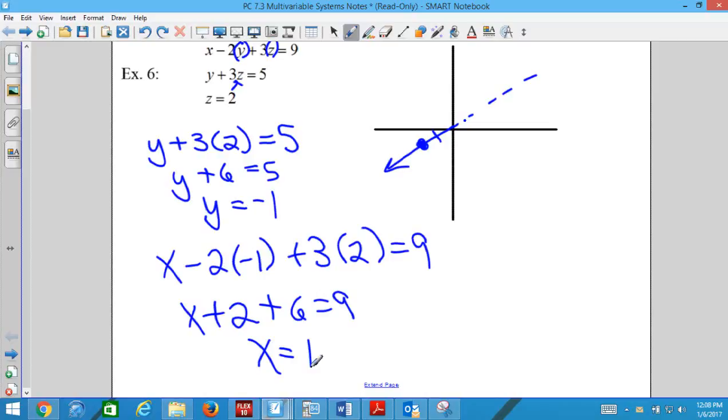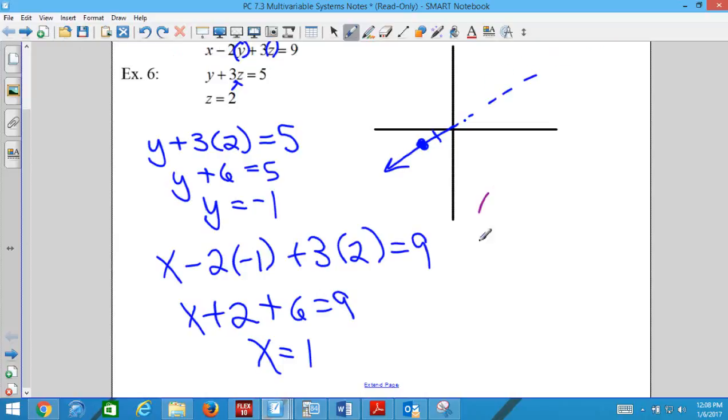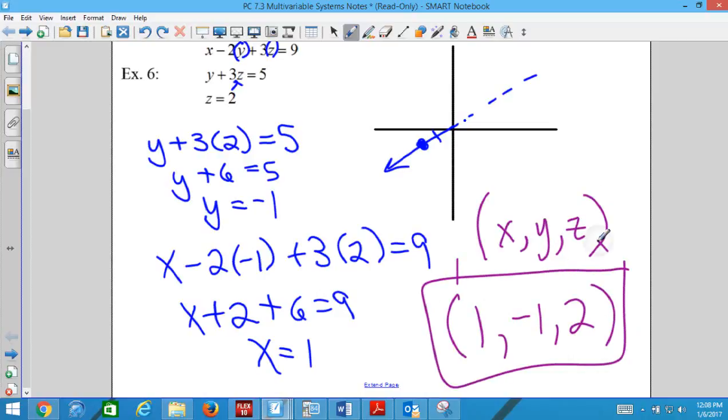So when we were doing 2 variables, how did we write our answer? You just turned in homework where you did it. An ordered pair. So now when we have 3 variables, you write it as an ordered triple, like x, y, z in parentheses. So our final answer would be 1, -1, 2. That was the x, the y, and the z.